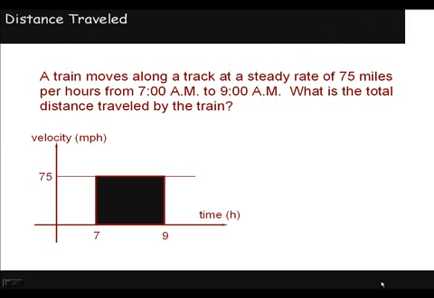Well, we know rate times time equals distance. The time from 7 to 9 is 2 hours. The rate's 75, so 2 times 75, or 150 miles, would be the distance.